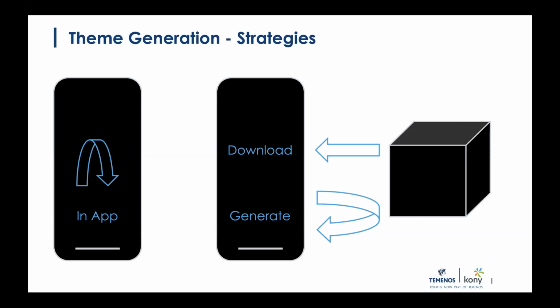Other strategies could be that your application is looking for new themes and is downloading them as they become available. So you're simply creating a JSON representation of your theme on your server, and you're downloading it as you go, which enables your app to always use your latest corporate or seasonal colors.